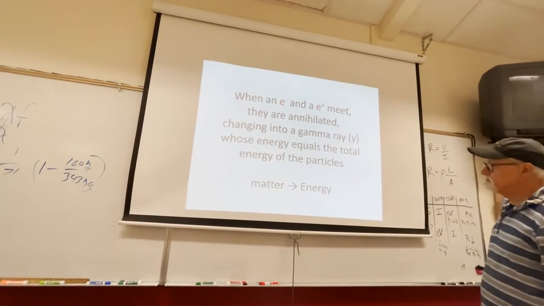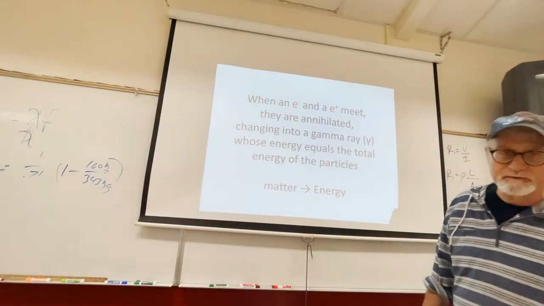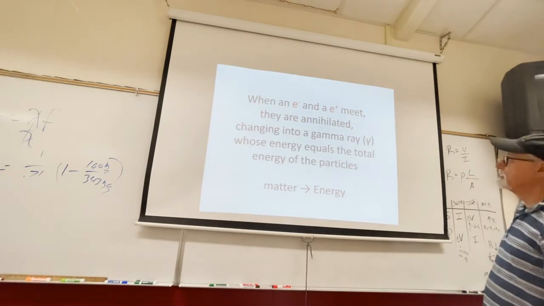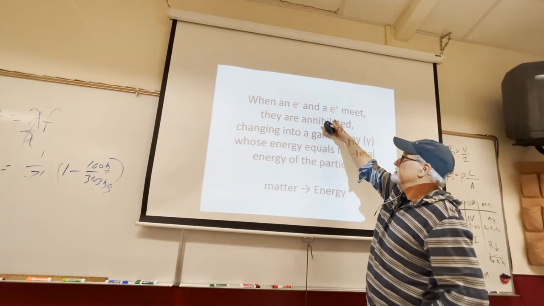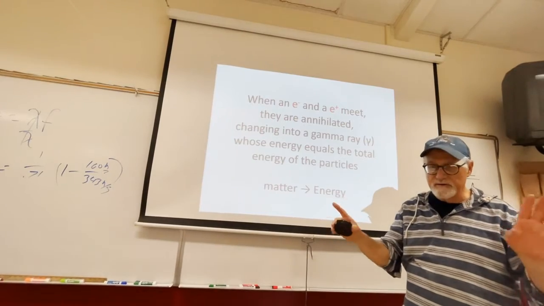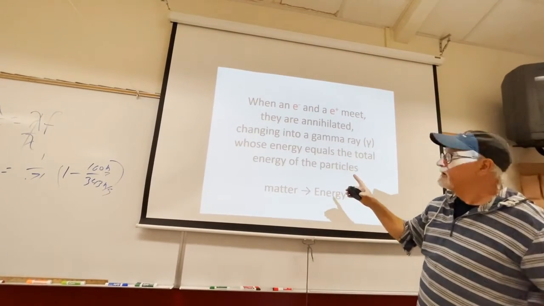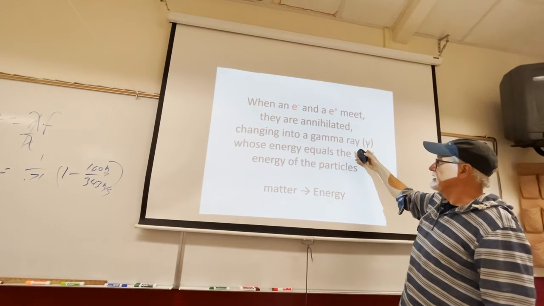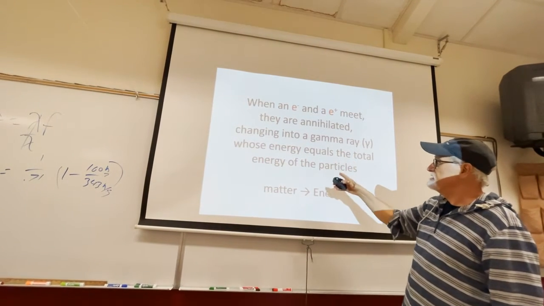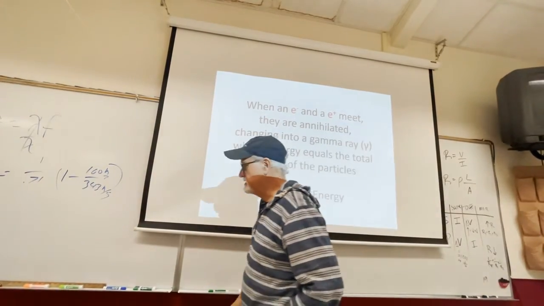Now here's something wild. When matter and antimatter meet, for example an electron and a positron, they are annihilated. What a great word. They change into a gamma ray whose energy equals the total energy of the particles. So what does that mean?